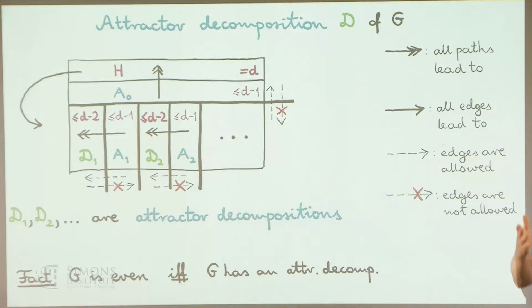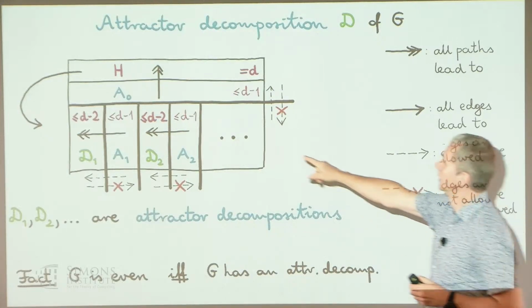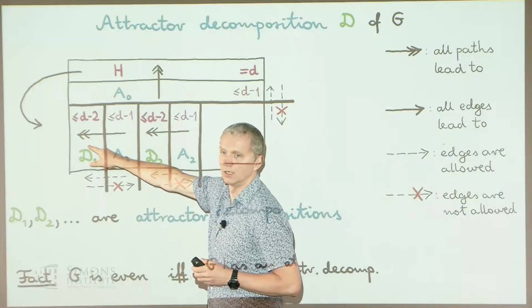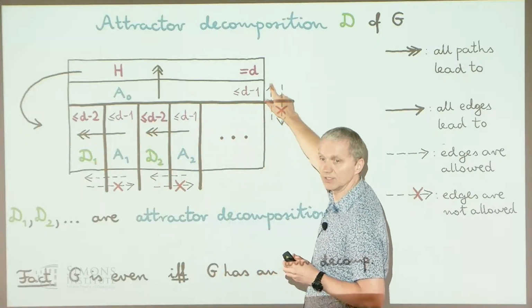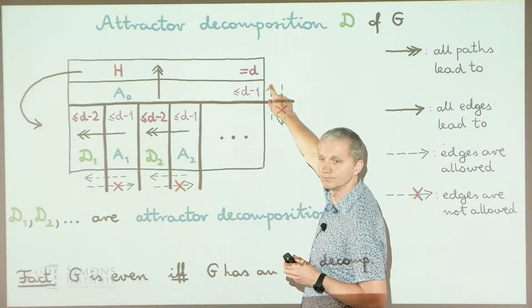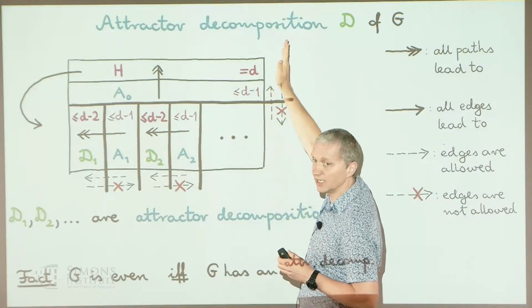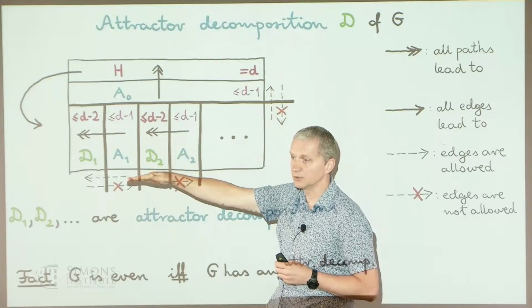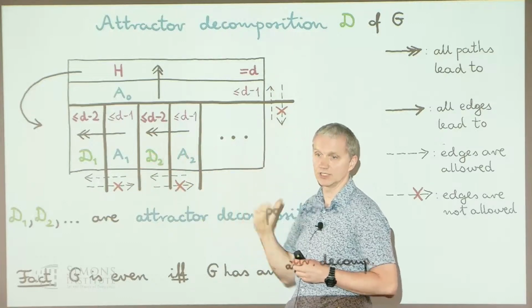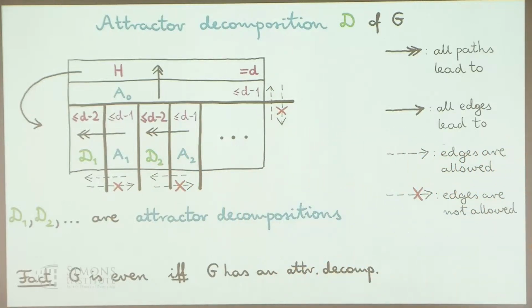No guarantee, but it's allowed. Okay? So edges like that are allowed. So edges up are allowed, edges to the left are allowed always, but edges to the right are not allowed. So these are the conditions of an attractor decomposition.